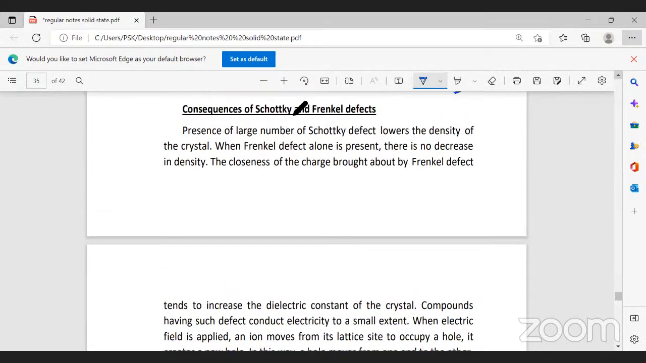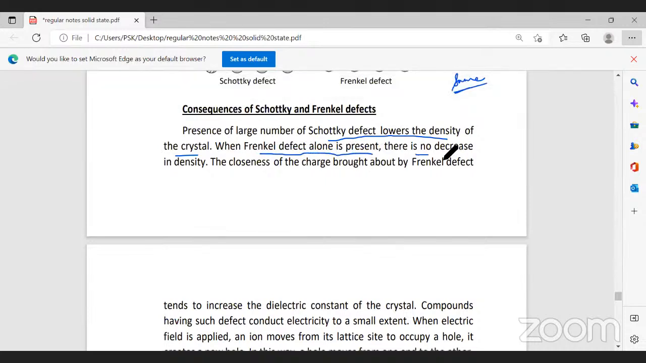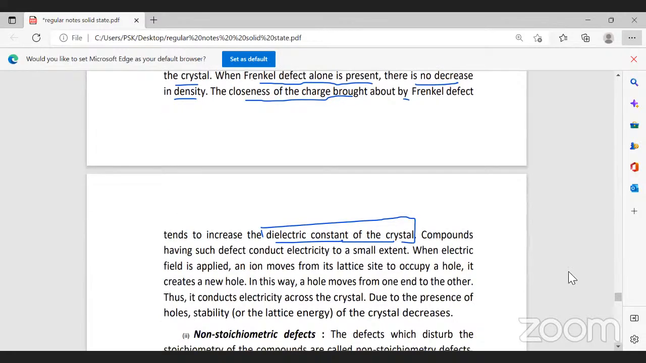Presence of a large number of Schottky defects lowers the density. We learned it already. When Frenkel defect alone is present, there is no decrease in density. The closeness of charge brought about by the Frenkel defect tends to increase the dielectric constant of the crystal. It's a physics terminology, dielectric constant. Do not worry about this. You can ask what is dielectric constant from a physics teacher, or you can learn from the textbooks. Compounds having such defects conduct electricity to a smaller extent.